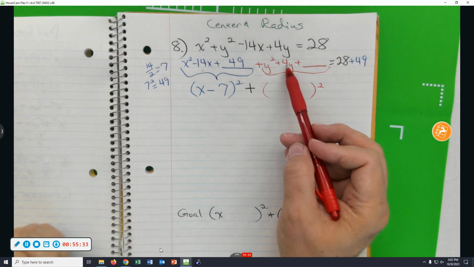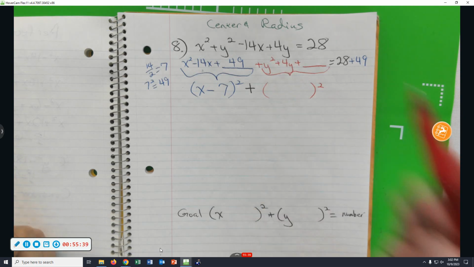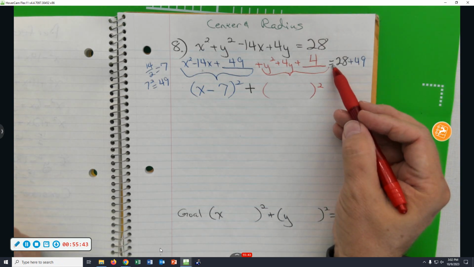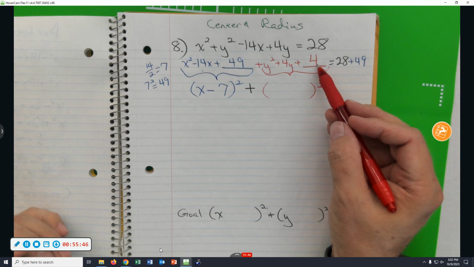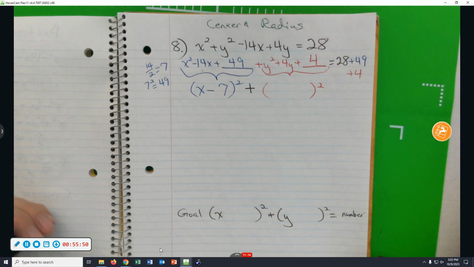Okay, go through the steps. Half of 4 is 2. 2 squared is 4. So we add 4 here. But remember, those equals are like a scale. You added 4 pounds to one side, you better add 4 pounds to the other side to maintain the balance. How will the y terms factor?